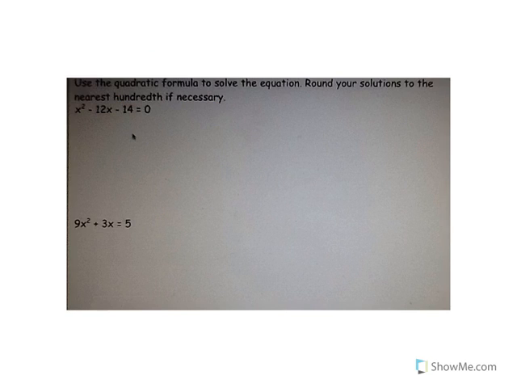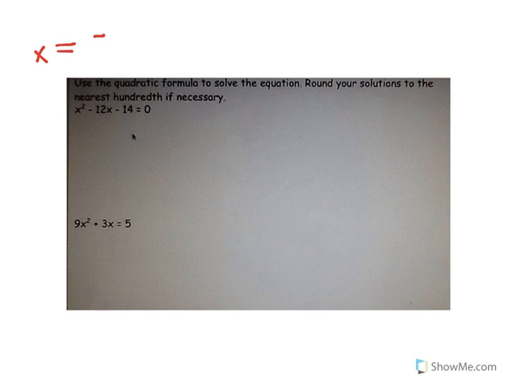It says here, use the quadratic formula to solve the equation. Round your solutions to the nearest hundredth if necessary. So now what I'm going to do is I'm going to do these couple more problems. I'm going to plug it in. I'm going to write up here the equation. X is the quadratic equation.